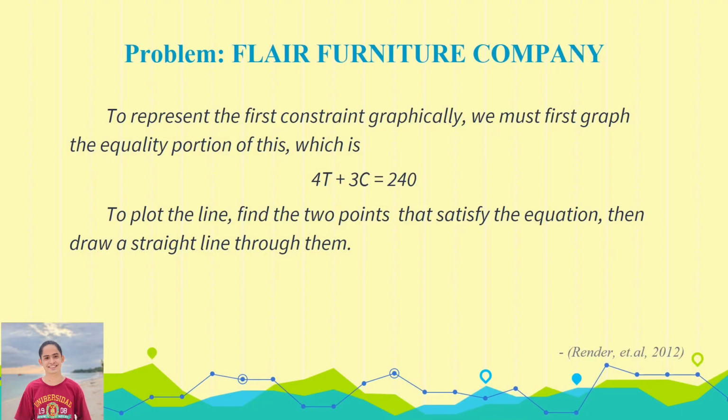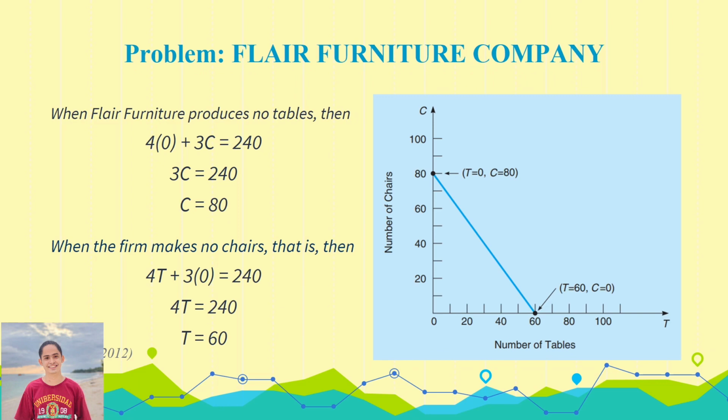Next, to represent the first constraint graphically, we must first graph the equality portion of this, which is 4T plus 3C equals 240. To plot the line, find two points that satisfy the equation, then draw a straight line through them. So, when Flair Furniture produces no tables, we substitute 0 for T, then 4 times 0 plus 3C equals 240, 3C equals 240, C equals 80.